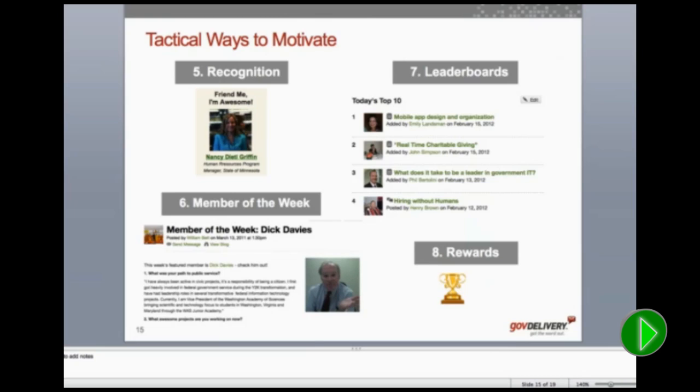And then finally, the rewards. Just like we all liked to get stickers as children when we completed our math tables or whatever, it's amazing how much we can be motivated by simple rewards.